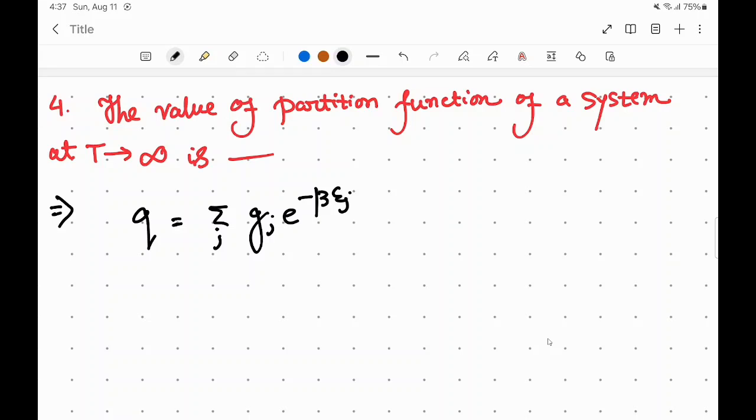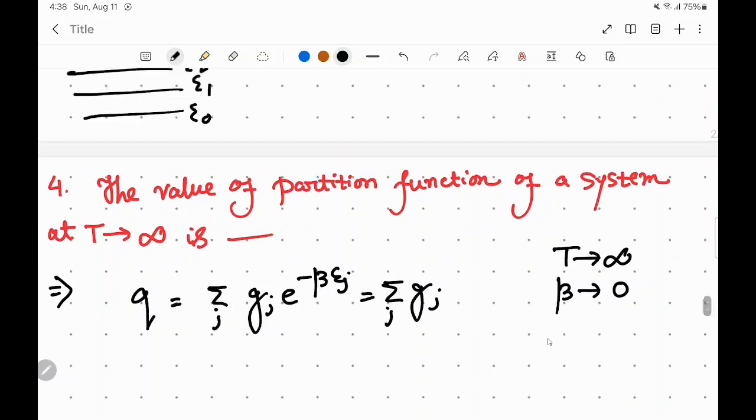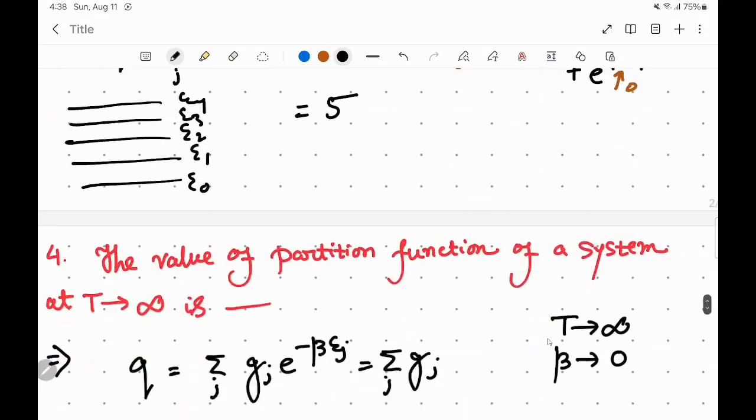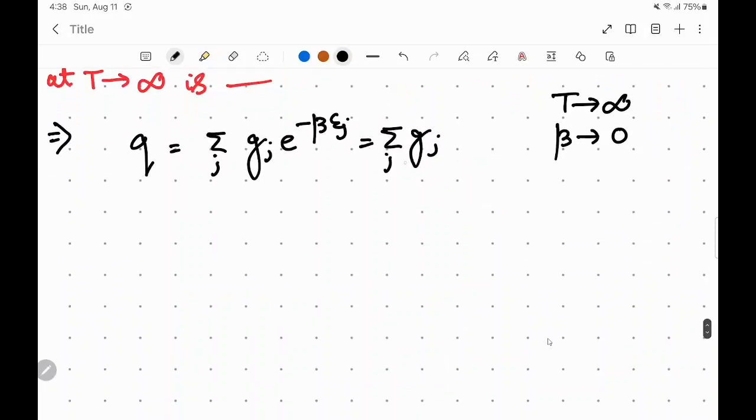It's not 0. T tends to infinity, so beta tends to 0. So if you put beta 0, then e to the power minus 0 is 1. So this should be the answer. If there is no degeneracy, then it will be just the number of energy levels. In the last case you saw, there was no degeneracy. That's why it comes just the number of energy levels. So it will be Q.